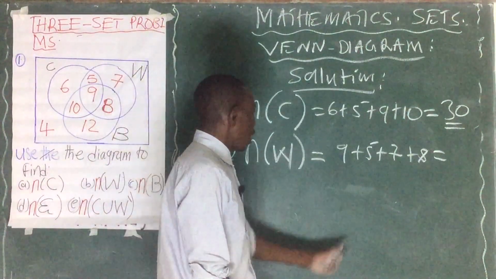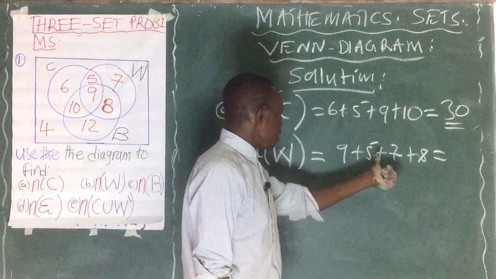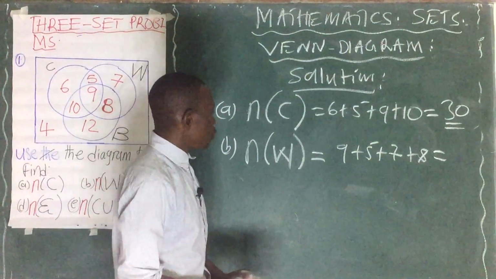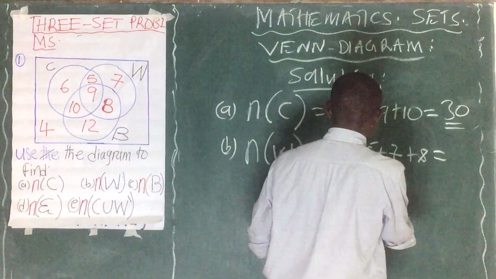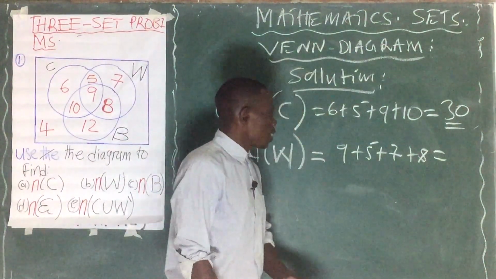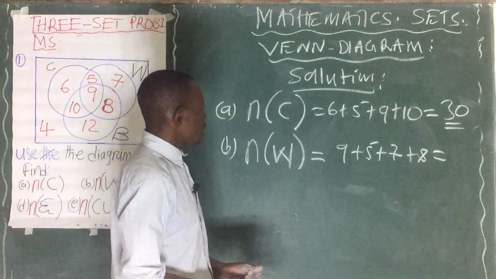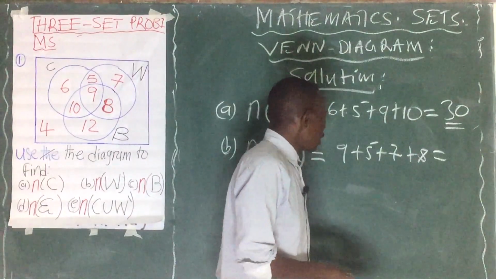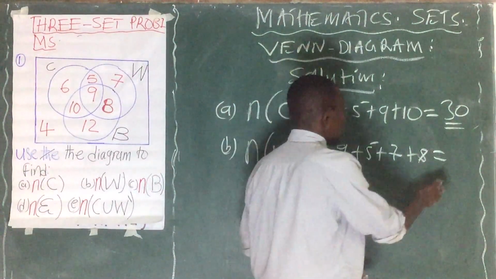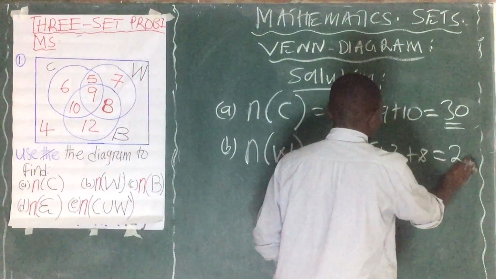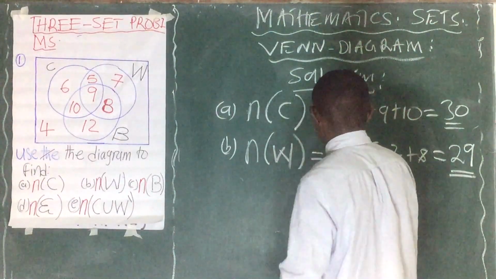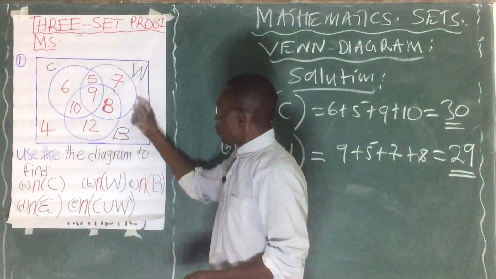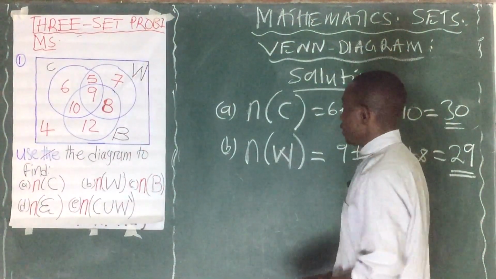So here we have 9 plus 5, that gives us 14. 14 added to 7 gives us 21. Then 21 plus 8 gives us 29. Right, so the number of elements found in W is 29.